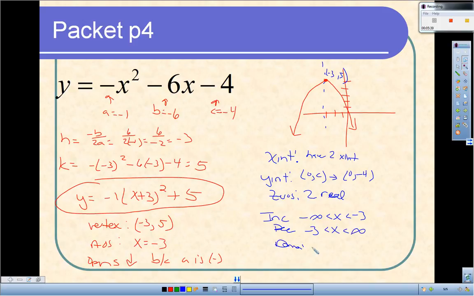My domain is still all real numbers, so negative infinity to positive infinity. And my range is from negative infinity, because it keeps on going down, up to its maximum of 5. So from negative infinity to 5. And this does have a maximum. The maximum value is 5, and it occurs at the vertex.